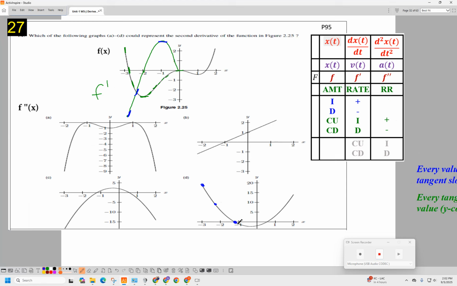Other questions here? Other questions from the blue?